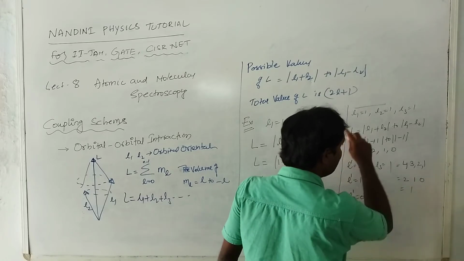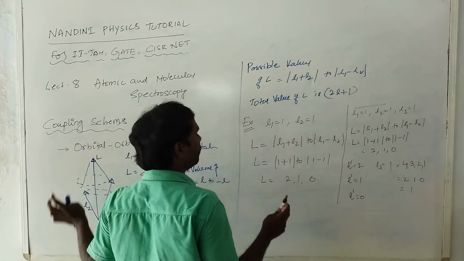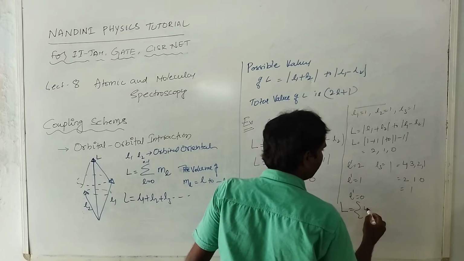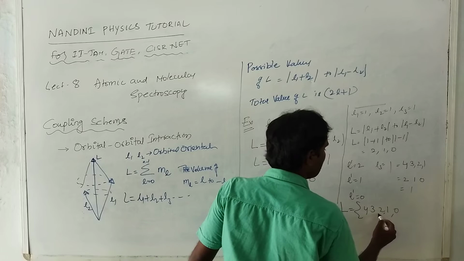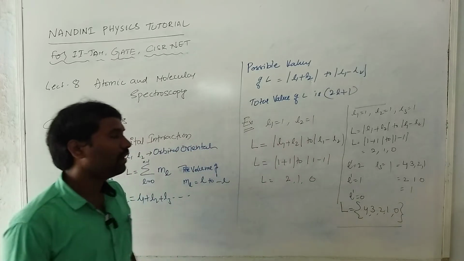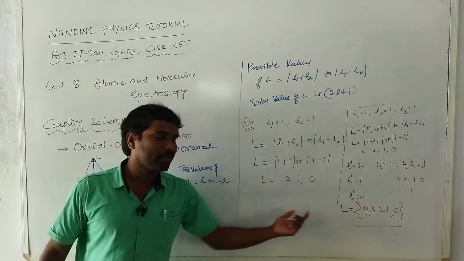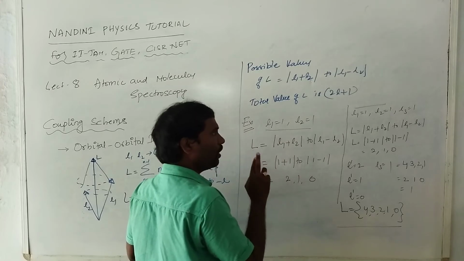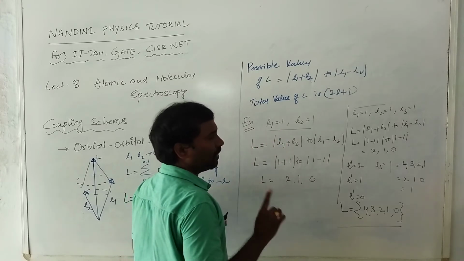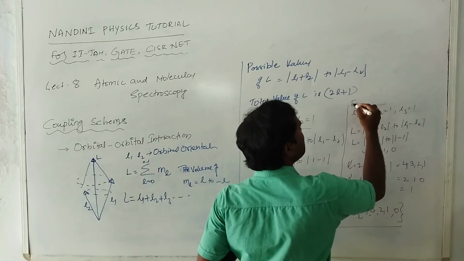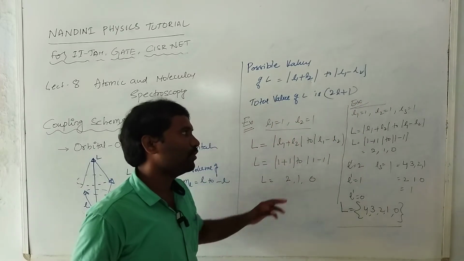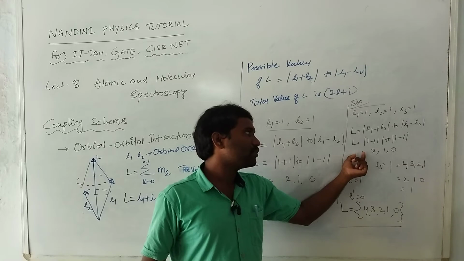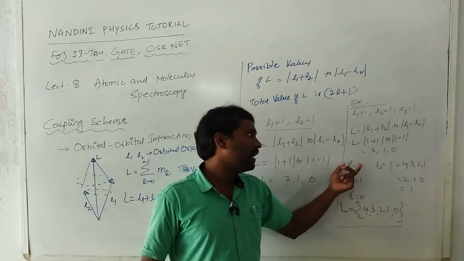So finally, the total orbital angular momentum starts from 4, 3, 2, 1, 0. These are the possible values of orbital interaction. In the first example we consider two orbital quantum numbers, that is 1, 1. In this other example I consider 3 orbital quantum numbers, 1, 1, 1. So using this formula you can identify the spectral terms, 2, 1, 0 for the total angular momentum.